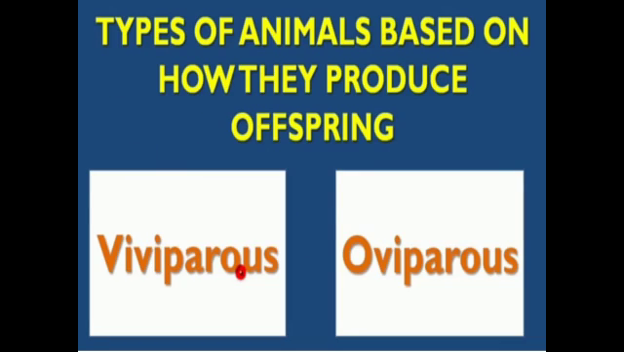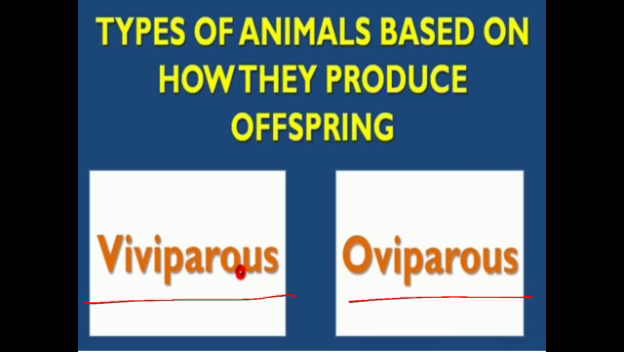Now we are going to study the types of animals based on how they produce offspring. There are two types of animals, viviparous and oviparous. They are classified based on how they produce offspring. You might have learned that some animals give birth to young ones, while some animals lay eggs which later develop into the young ones. Simply, the animals which give birth to young ones are called viviparous, and the animals which lay eggs are called oviparous.